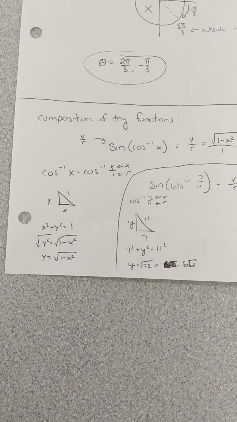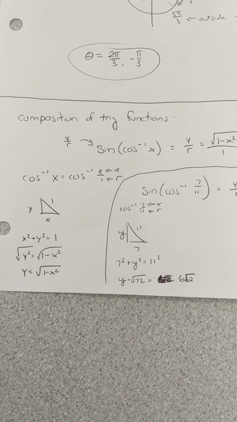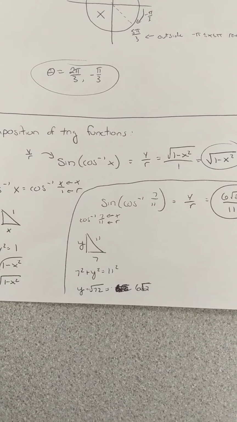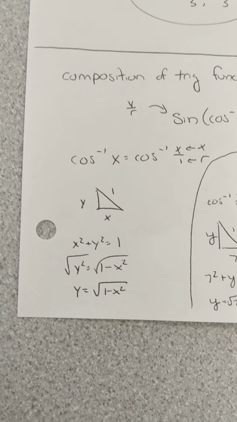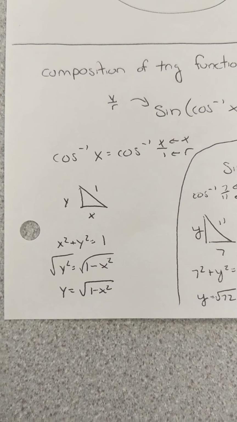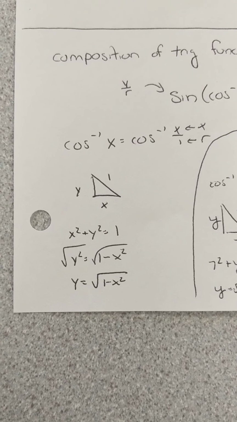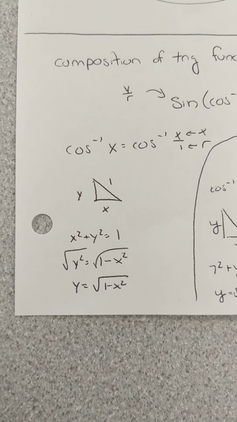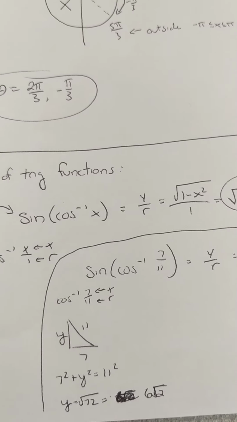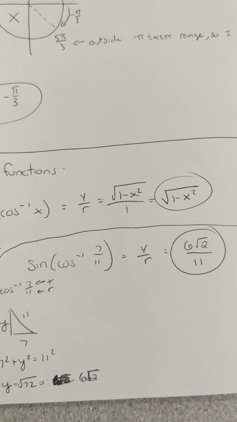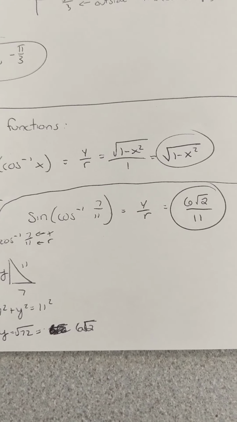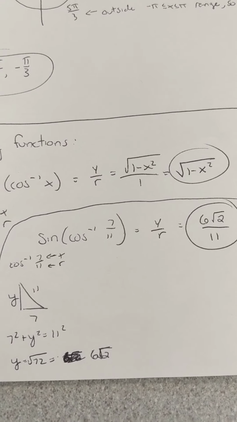And then we did the composition of trig functions. So if I had an algebraic expression, sine of the arc cosine of x. So the first thing I did is I went into the cosine and said, all right, so if you're saying it's x or x over 1, I can set up a right triangle and solve for y. Now sine is y over r. I now have my y value, I have my r value of 1, so I can conclude that the sine of the arc cosine of x is root 1 minus x squared.